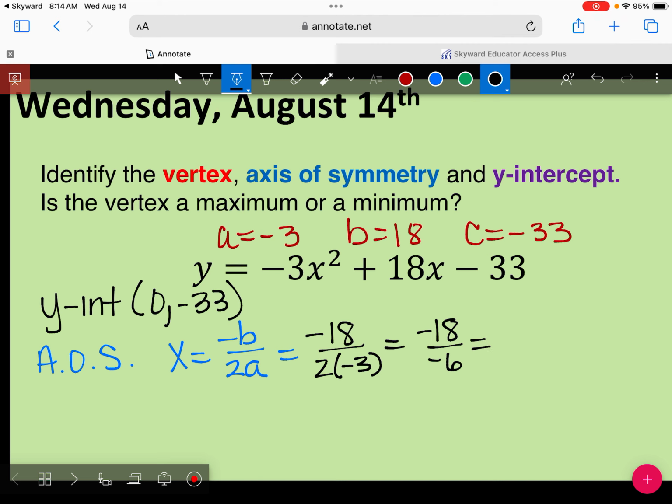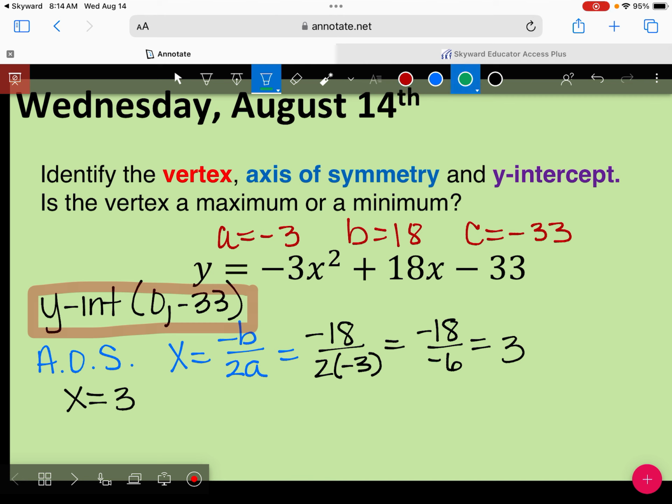Go ahead and type that in your calculators and see what you get. And that would be your axis of symmetry. Three, yep. So x equals 3. That would be the axis of symmetry. So we have our y-intercept right here, and then we have our axis of symmetry right here.